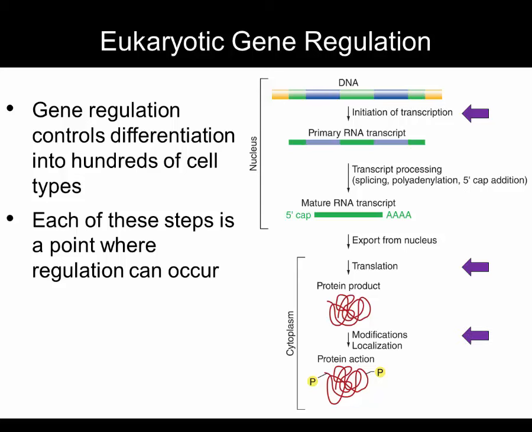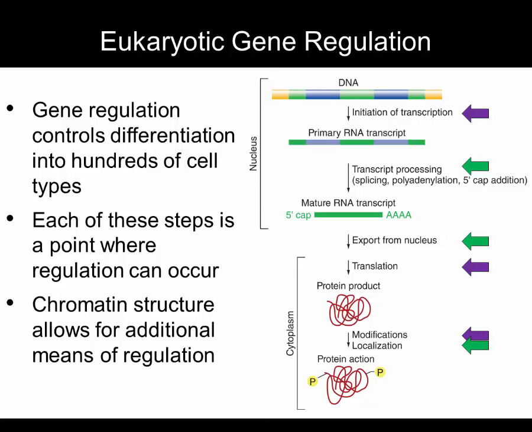Eukaryotes can regulate these steps too, but they also have post-transcriptional processing, export of the mRNA from the nucleus to the cytoplasm, and the localization of proteins to the proper subcellular compartment. Each one of these steps can be regulated to make sure a given protein is only present and active when it should be. Additionally, chromatin structure in eukaryotes provides another level of regulation.